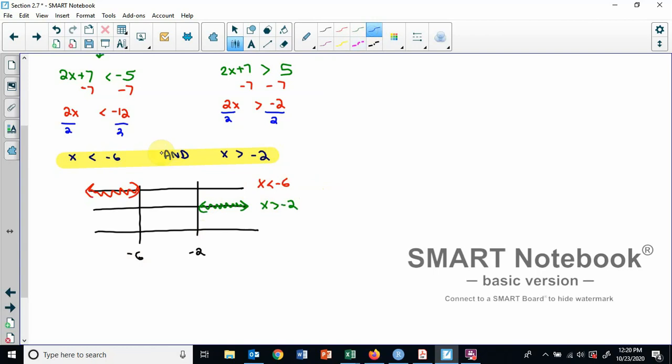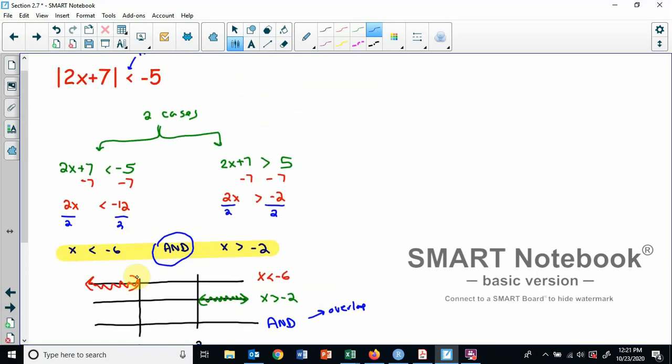And then finally, what word are we dealing with? And. And remember, and meant we're looking at the overlap. Do I have any overlap between red and green on the left? No. Do I have any overlap between red and green on the right? No. Do I have any overlap between red and green here? No. So there's actually no solution. There's no overlap anywhere. Which I told you at the beginning, we would expect that.